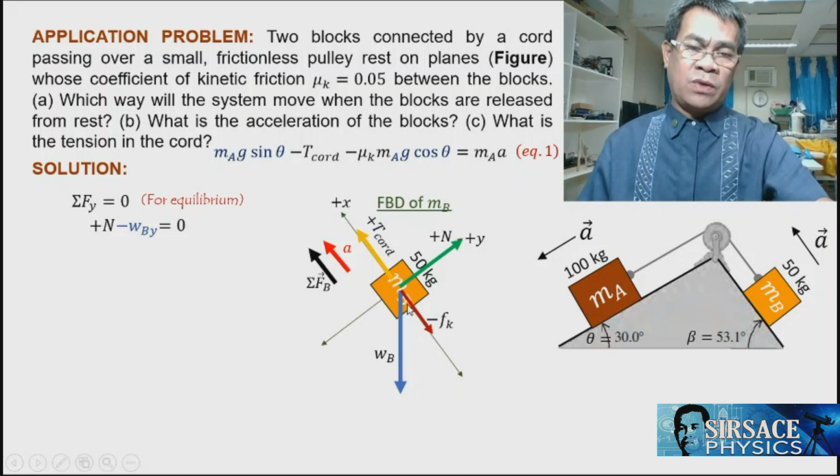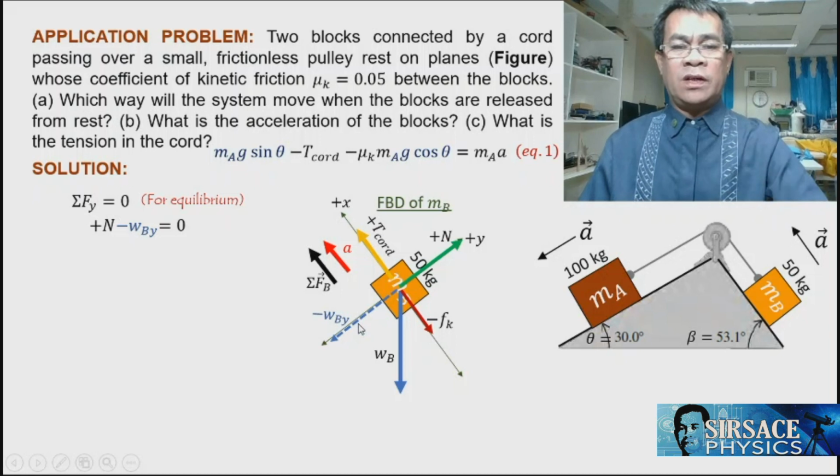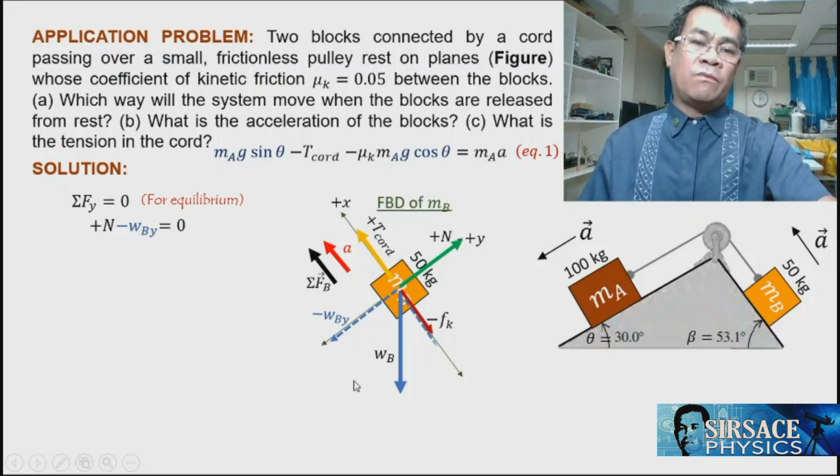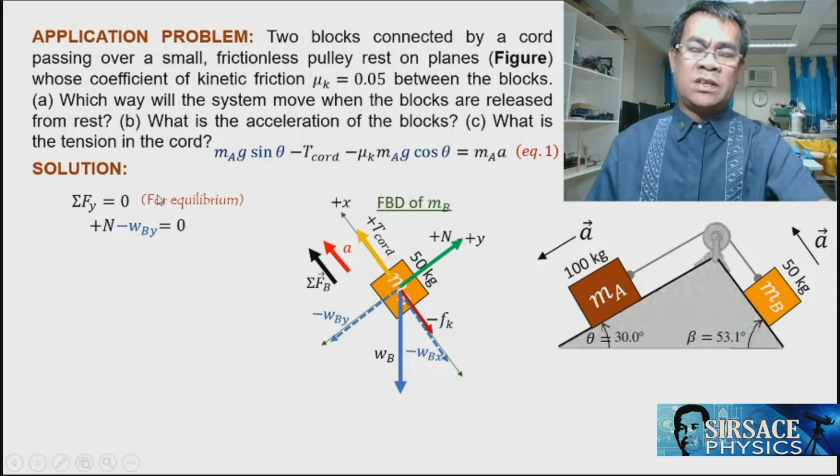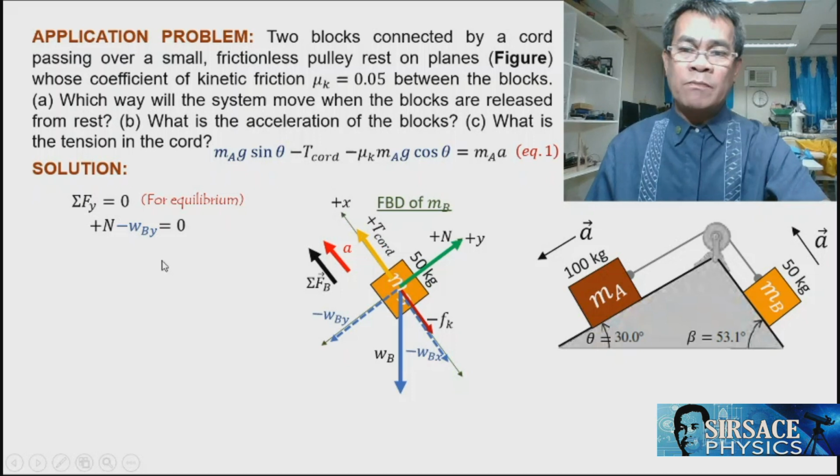So we need to resolve this weight into two components. Resolving, we have WBY, the Y component, directed negative, while the component of WB along X is also negative. So we can forget the value of the weight and consider their components so that we can segregate along X and along Y. So we are now summing up all forces along Y. Same as before, the net force along Y should be 0. The reason is the block is moving directly along the positive x-axis, so Y must be 0.